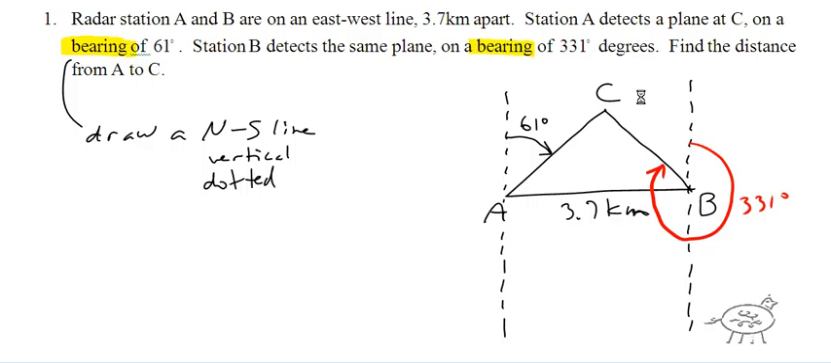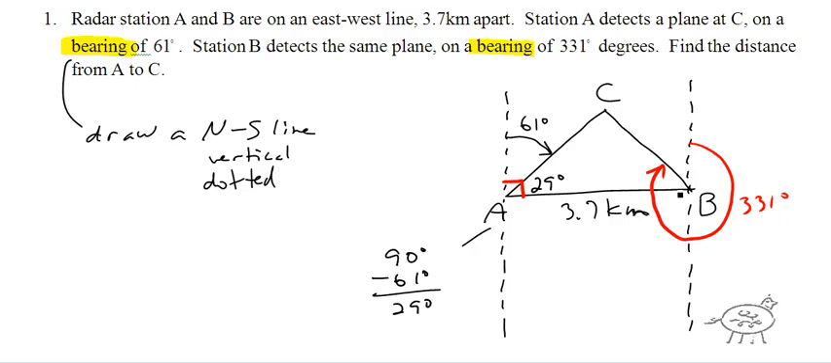Now, it's a little weird because you kind of have to put a few things together here. First of all, I know this right here is a right angle. And the only reason I know that is because I drew a bearing line, which is a north-south line, and it initially stated that it was an east-west line, so I know that's a right angle. So with that in mind, I know that this angle right here, angle A, is going to be 90 degrees minus 61 degrees, which is 29 degrees. So 29 degrees. And then this one is 331.